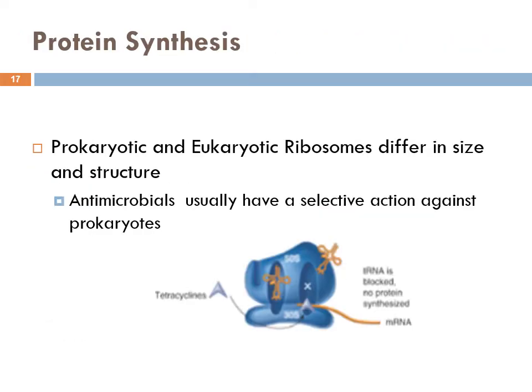Protein synthesis, as we said, has an important difference between microbial ribosomes and the host or human ribosomes. This difference in the ribosome subunits makes the antibiotic selectively affect the bacterial cells with little harm to human cells. So antimicrobials have a selective action against prokaryotes, because bacteria are prokaryotes. As we said, the major selective toxicity comes from here, from the structural difference.